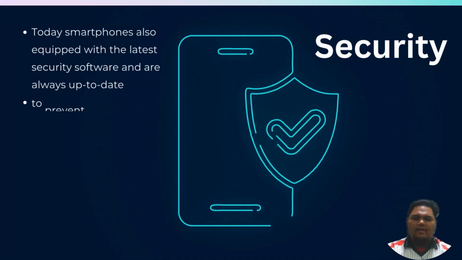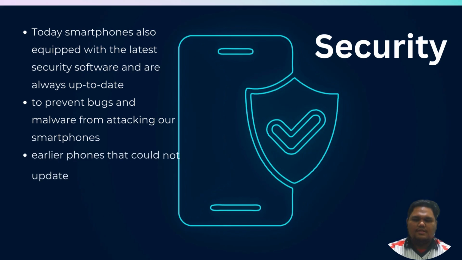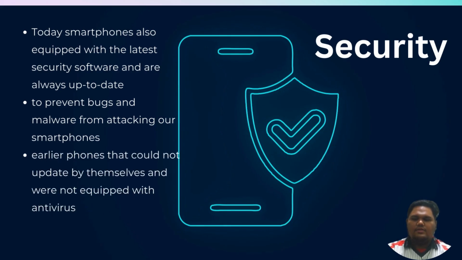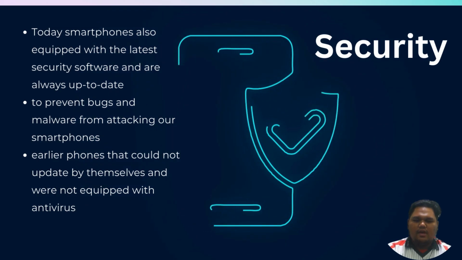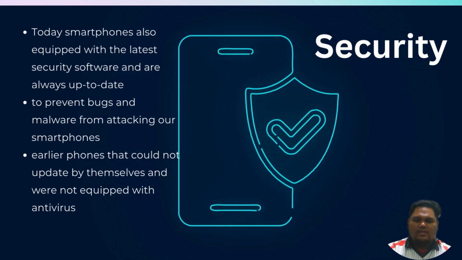Smartphones also have a better security system than earlier phones. Today's smartphones are also equipped with the latest security software and are always up to date. This is to prevent bugs and malware from attacking our smartphones. Earlier phones could not update by themselves and were not equipped with antivirus.